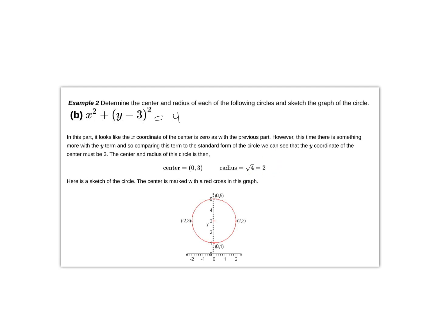And so we're starting from the center of the circle at 0, 3. When we move to the right, we're going to be at 2, 3. When we move to the left, we'll be at negative 2, 3. Keeping the x coordinate of the circle the same, and then moving up, we're going to be at 0, 5, and then down, we're going to be at 0, 1.